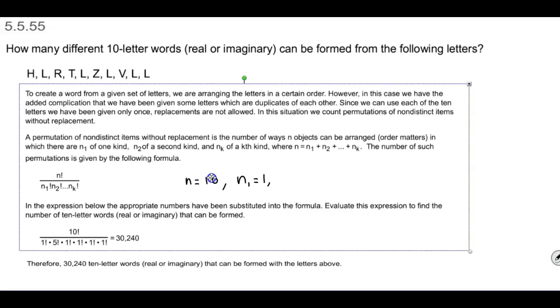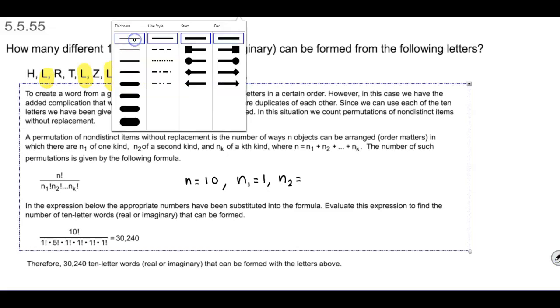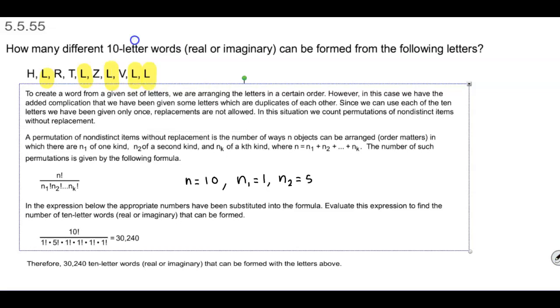Now, let's take a look at the second letter. The second letter that's given, we're going to call that N2, and the second letter is L. So how many L's do we have? Well, we can see here that we have 1, 2, 3, 4, 5 L's. So therefore, N2 is going to equal 5. Then we look at the third letter in this scenario, which is R. How many R's do we have in this selection? Well, we only have 1.